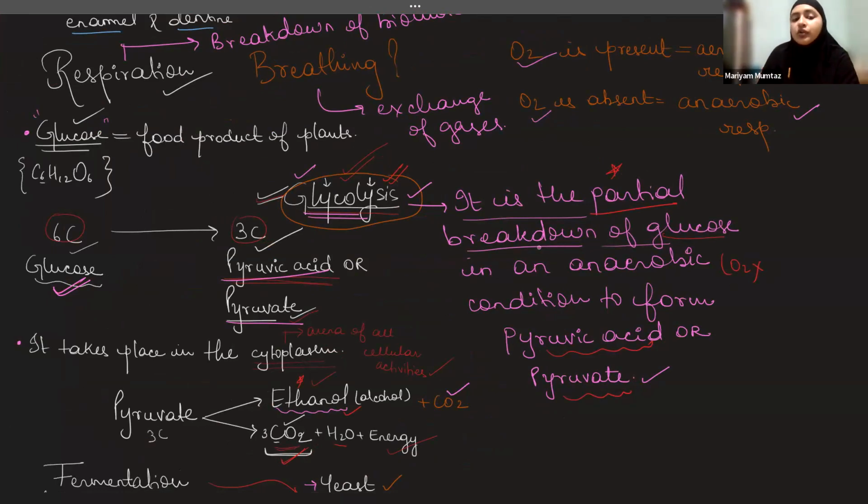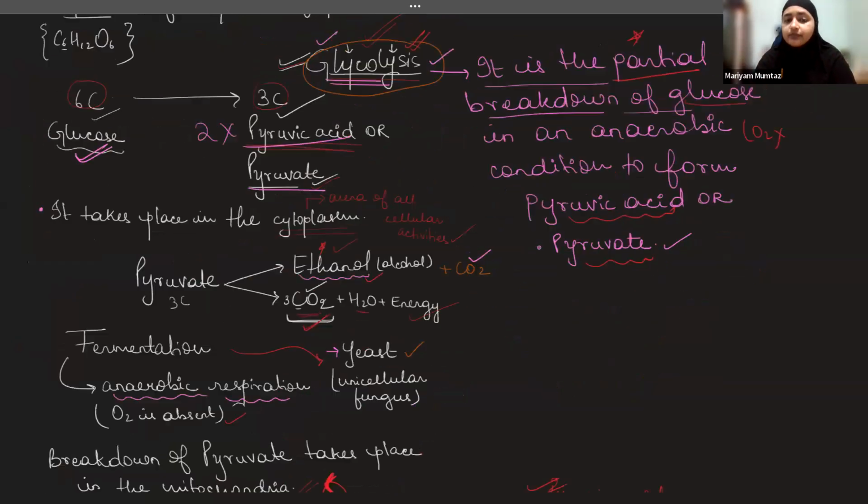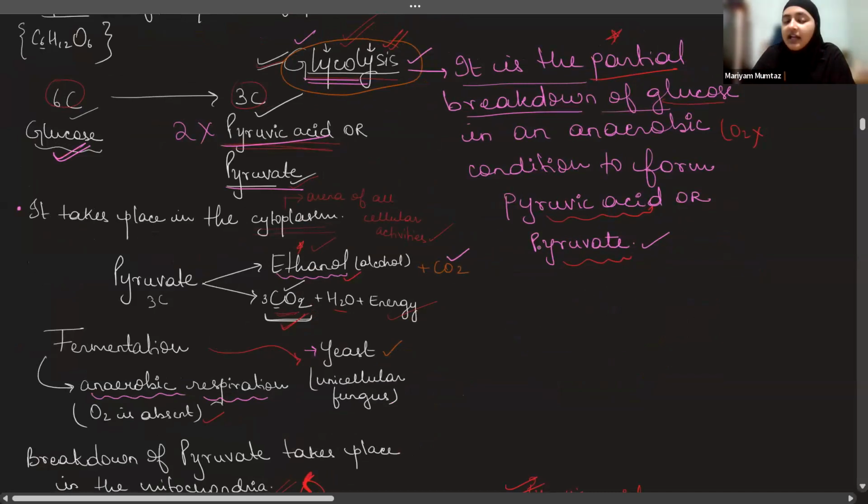Clear? And two molecules of pyruvic acid are formed from one molecule of glucose. Another thing to remember is that glucose is a 6-carbon compound, C6. The pyruvic acid is a 3-carbon compound. So that is why two molecules of pyruvic acid are made. Now this process of glycolysis takes place in the cytoplasm.